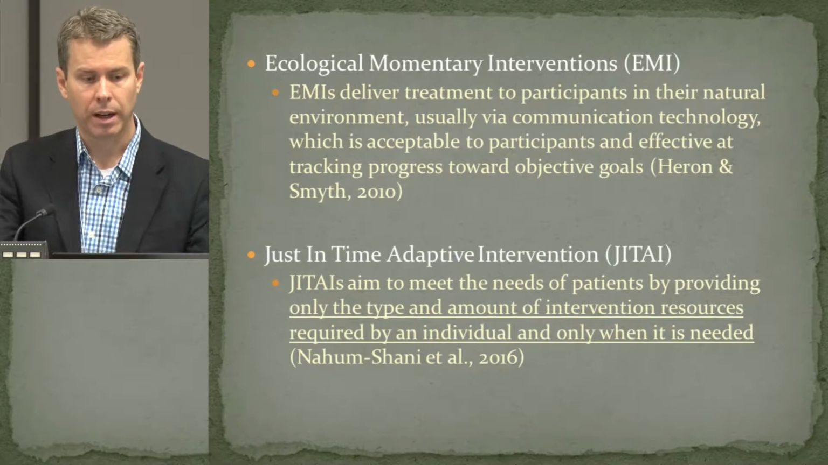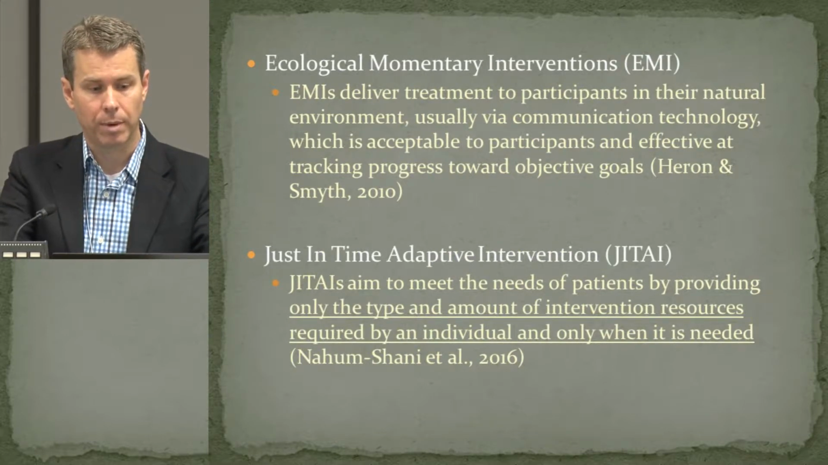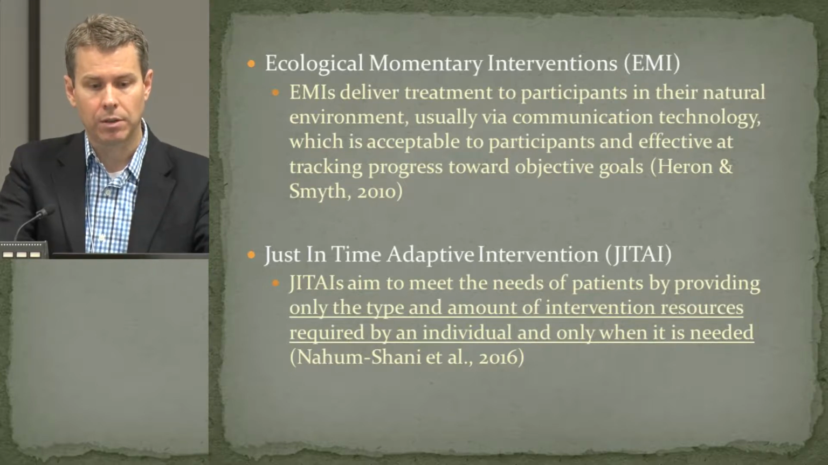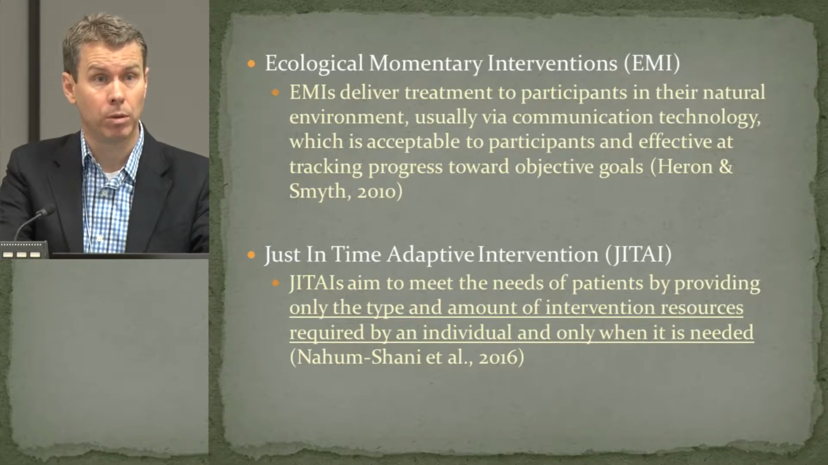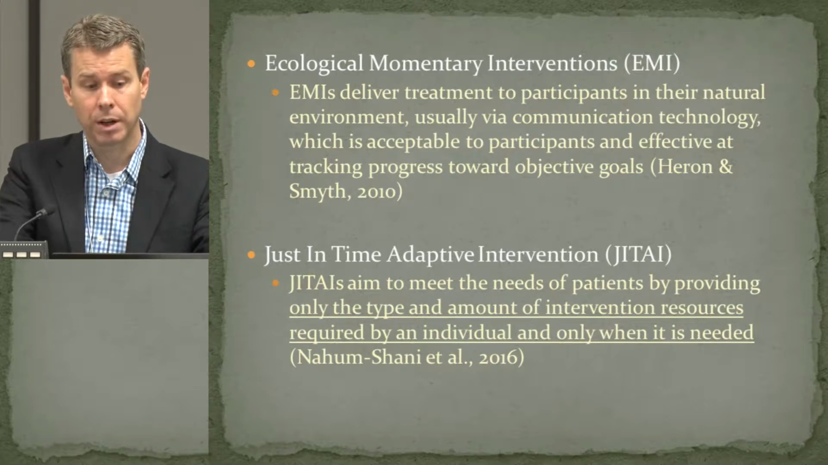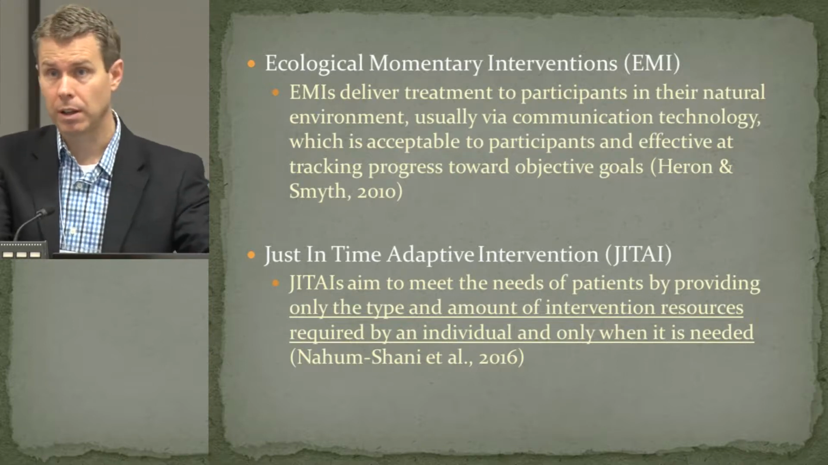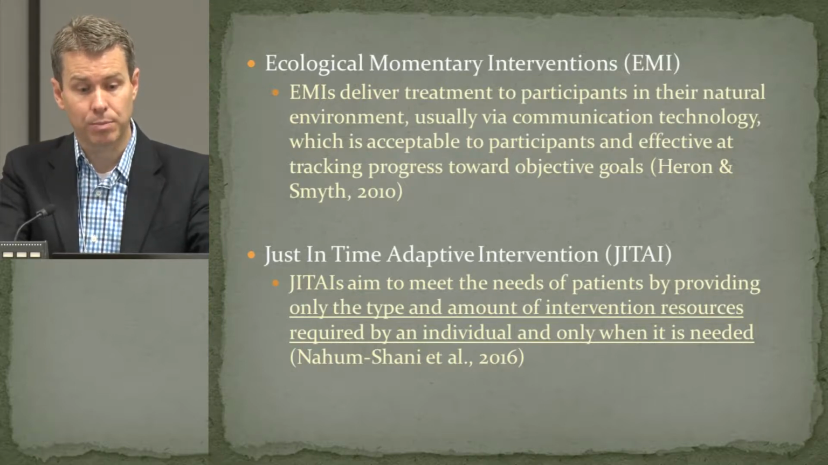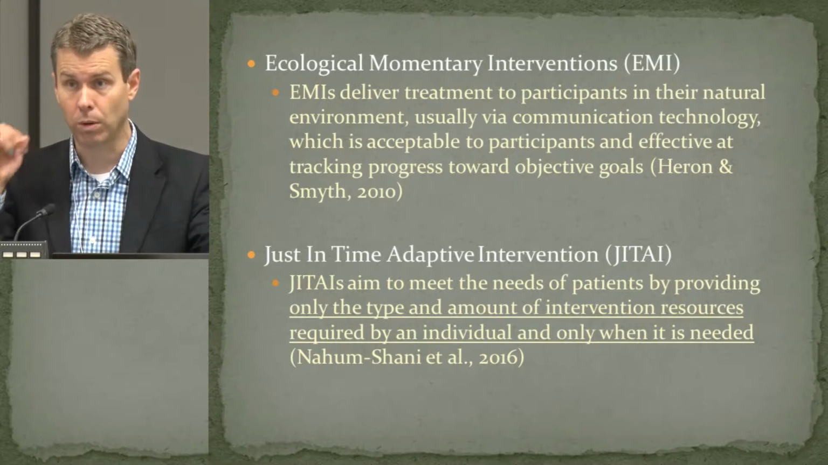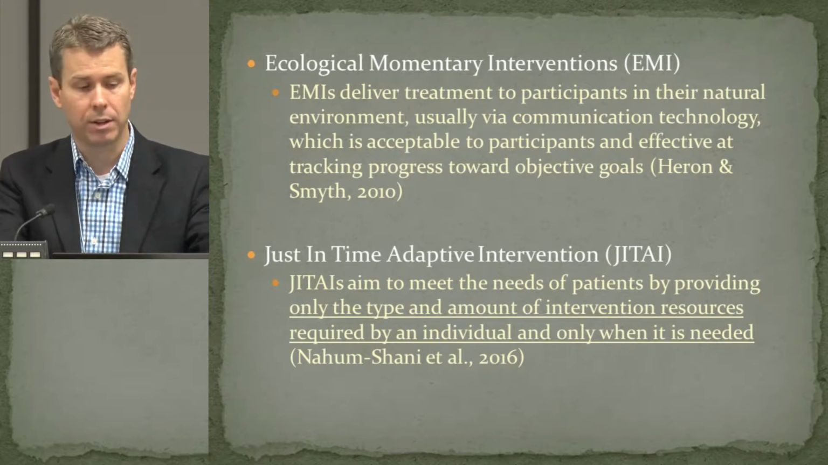All right, so next I really want to highlight two recent developments, at least they're recent over the past 5 or 6 years. And this is a new way to think about our interventions, especially our interventions that we plan to deliver remotely. So mobile health applications are quite popular now, and these interventions are very adaptable and can be considered ecological momentary interventions or just-in-time adaptive interventions. And EMIs deliver treatment to patients in their natural environment, usually via communication devices such as smartphones. And this methodology is acceptable to patients, and it does pretty good at objectively tracking progress toward goals. So these interventions work because, again, they're relying on the objective data.